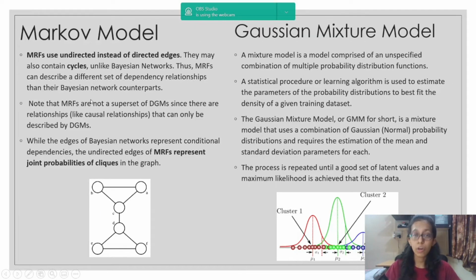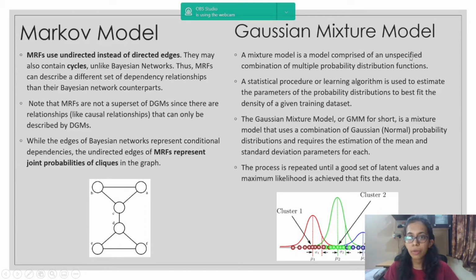Markov model is the opposite of Bayesian network. It uses undirected edges instead of directed edges, and it can allow cycles. The one thing that we have to remember here is that the undirected edges represent joint probabilities of cliques in the graph. And there is a thing called hidden Markov model. So hidden Markov model is similar to the hidden layer in the neural networks. You can see here, this is the Markov model. I'll explain more of hidden Markov model in the MCQs that we have coming up.